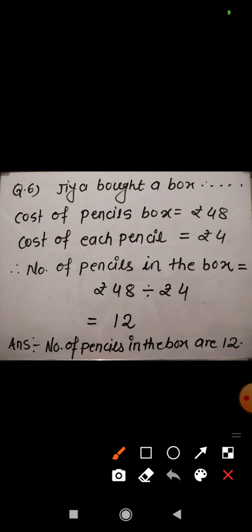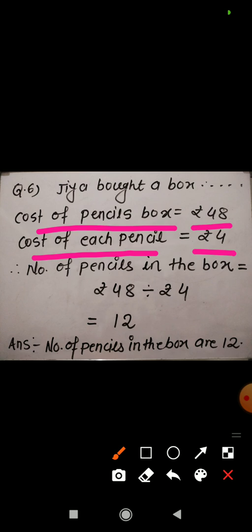Now coming to the 6th question. Jia bought a box of pencil for rupees 48. If the cost of each pencil was rupees 4, then how many pencils were there in the box? See, what is given? Jia bought a box of pencil for rupees 48. Means cost of pencil box is given to us. How much is it? 48 rupees. And cost of each pencil is 4 rupees. Then how many pencils were there in the box?